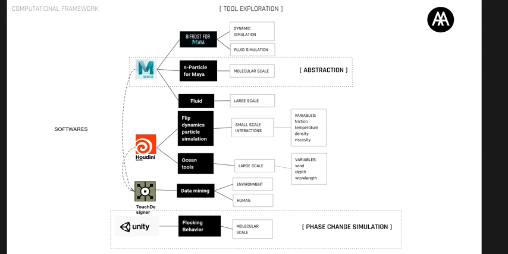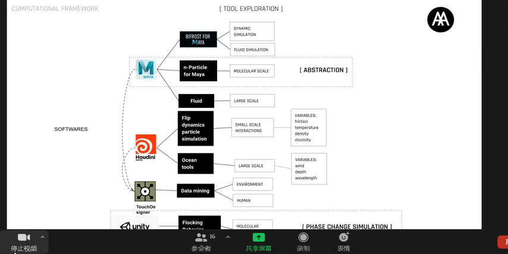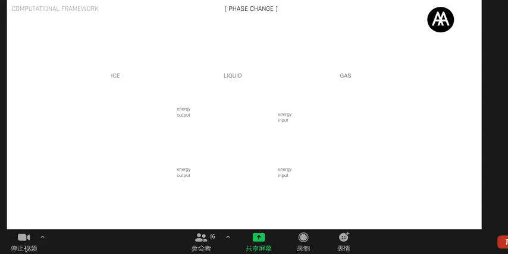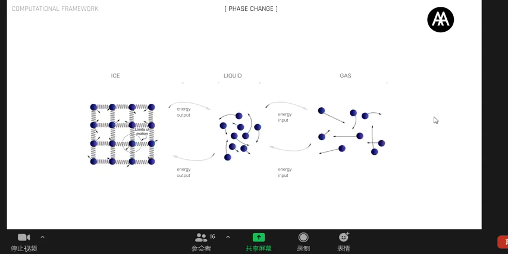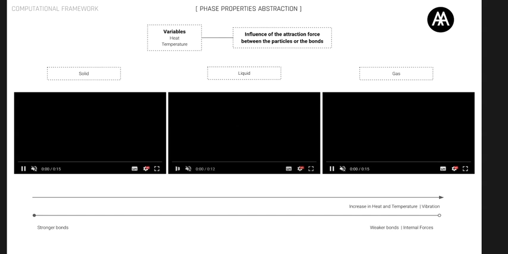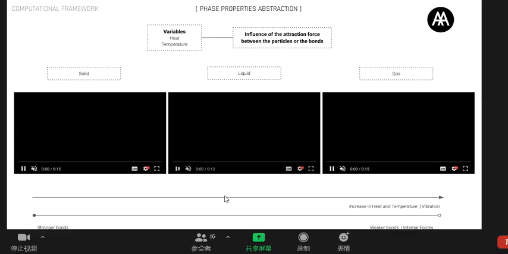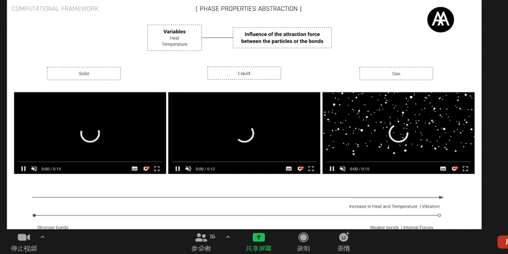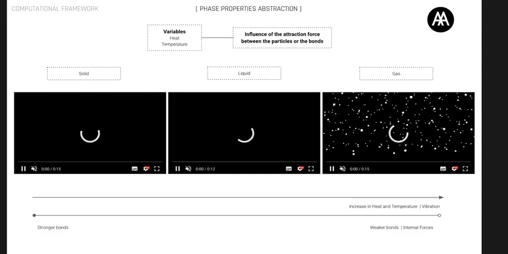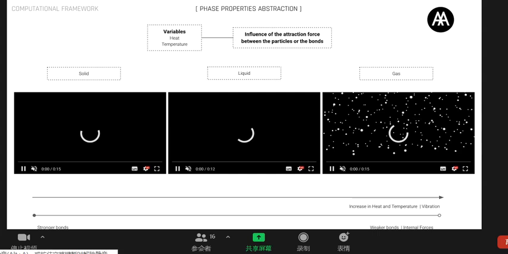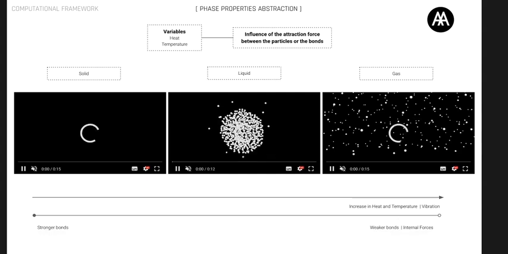Maya is an engine that we could use only as an abstraction, but unfortunately, maybe for me, because I'm not good at coding, we should focus on Unity now to look further at the phase change simulation. This is the abstraction that we tried to make in Maya for the different phases. It's not really successful, but we tried to understand the different forces of attraction and repulsion between the particles.